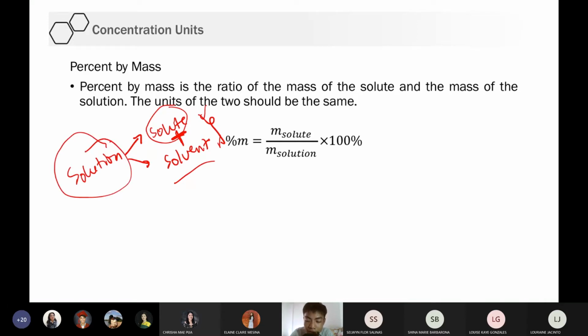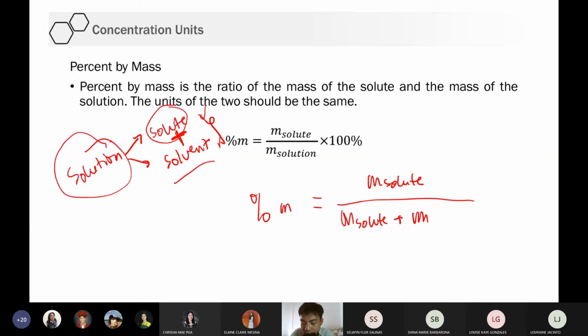Pag sinabing solution, teka lang, rewrite ko yung equation. That is mass ng solute divided by mass ng solute plus mass ng solvent, times 100%. So, yun ha. Be careful. Solution ang usapan, not just the solvent. Solution as a whole. So, ganun.